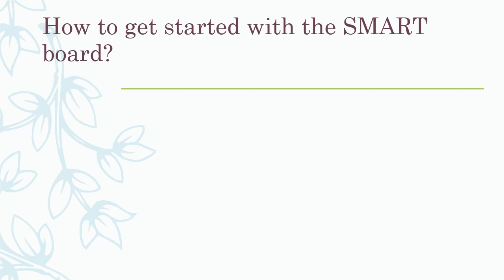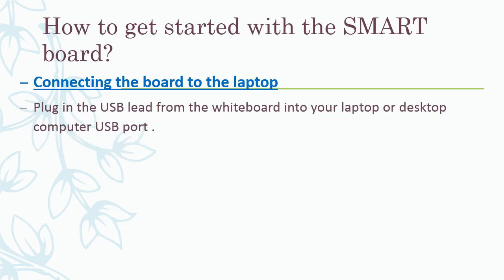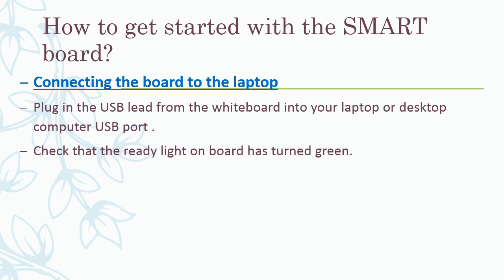So we have two main steps to get started with the smartboard. First, connecting the board to the laptop. Plug in the USB cable from the white port into your laptop or desktop computer USB port. In the white port, in the smart port, I mean, we have a USB. This USB must be connected to the computer to have the screen of the computer displayed on the smartboard. Check that the ready light on the smartboard has turned green. Once you connect the smartboard to the computer, the ready light will turn green. If it doesn't turn green, there must be a problem.